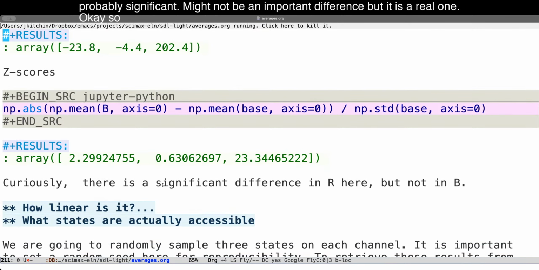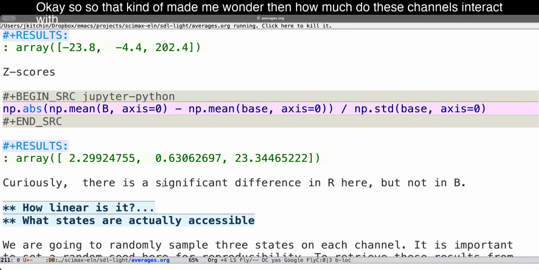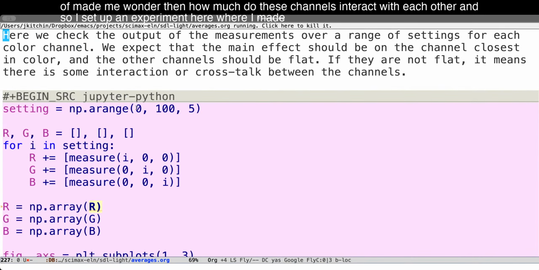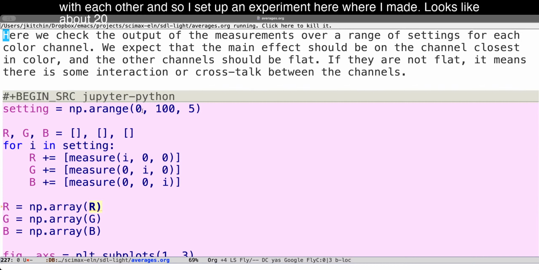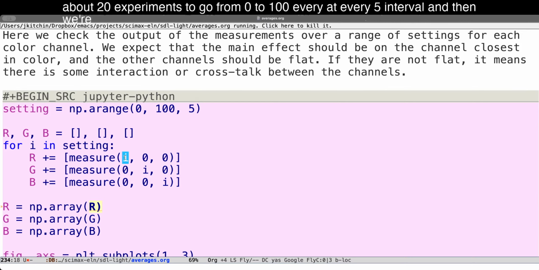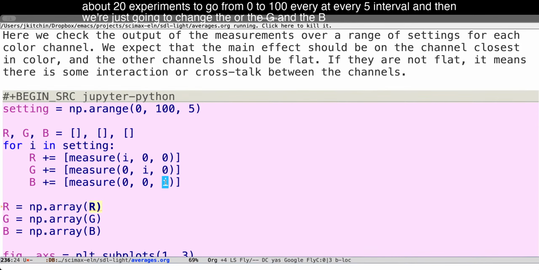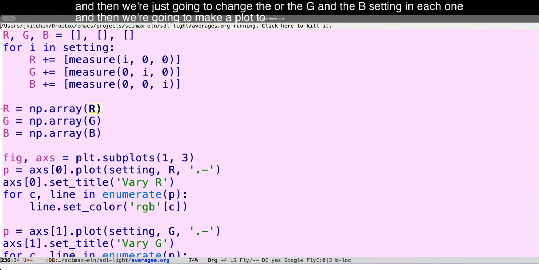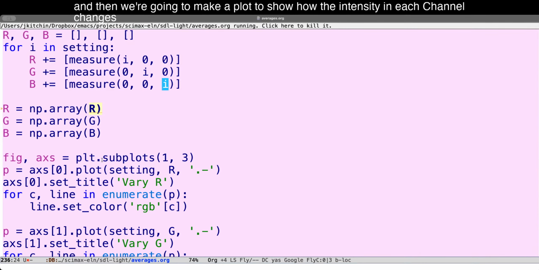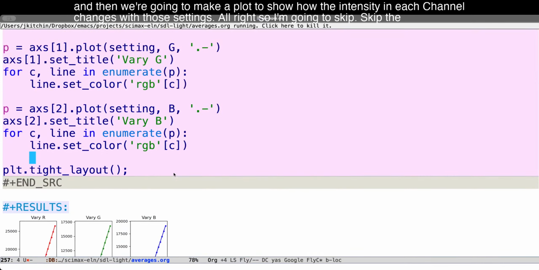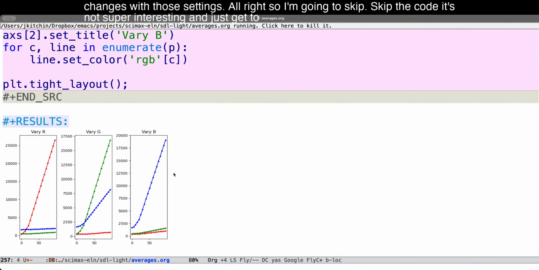Okay, so that kind of made me wonder then, how much do these channels interact with each other? And so I set up an experiment here where I made, looks like about 20 experiments to go from 0 to 100 at every 5 interval, and then we're just going to change the R, the G, and the B setting in each one. And then we're going to make a plot to show how the intensity in each channel changes with those settings. All right, so I'm going to skip the code. It's not super interesting, and just get to the main results.